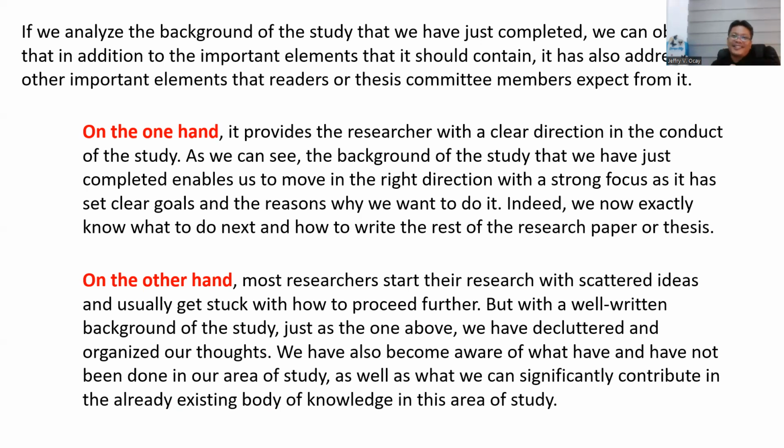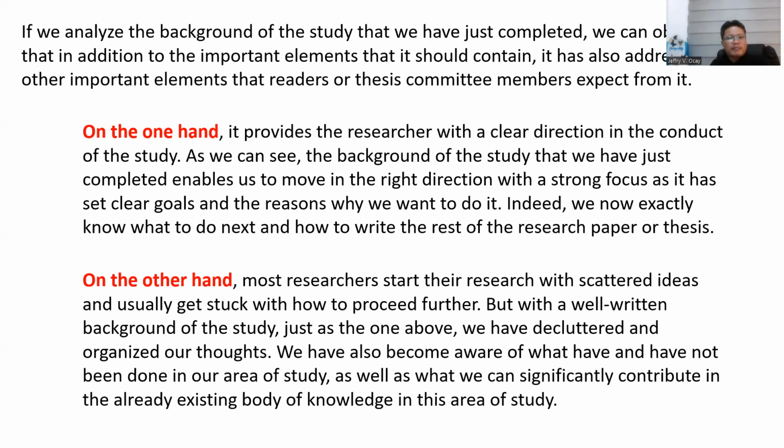On the other hand, most researchers start their research with scattered ideas and usually get stuck with how to proceed further. As I mentioned a while ago as well, the common complaint of researchers, fledgling or not, is that sometimes they get stuck along the way and don't know what to do next. But with a clear plan and with a full appreciation of the techniques in writing the background of the study, the ones that I had just shared in this video lecture, a researcher can have a clear idea of what to do next.